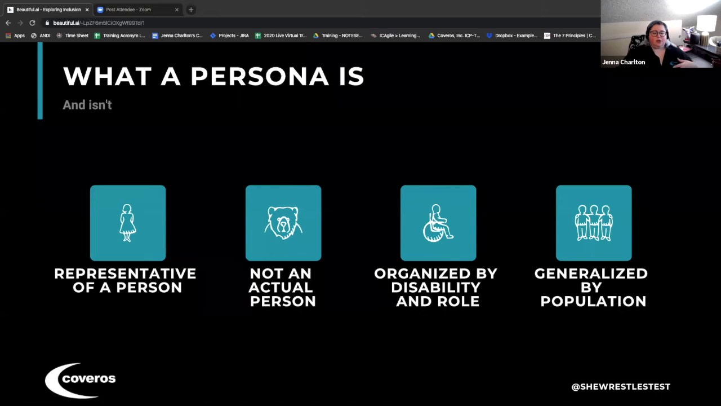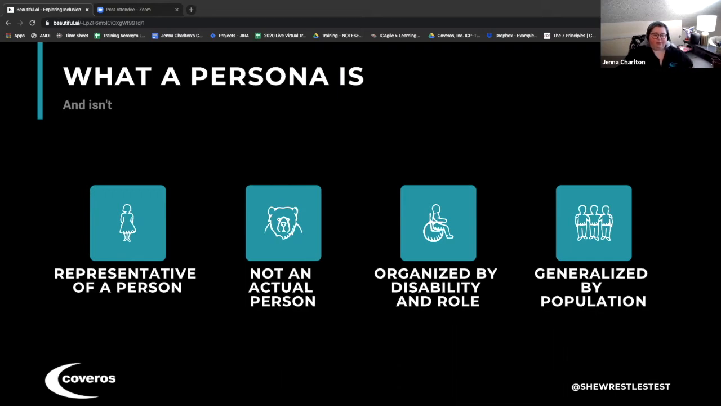So let's start with personas. Let's start with what a persona is and what a persona really isn't. So a persona is a representative of a person. It's Sally Salesperson. It's Eunice User. You know, we've given them kind of silly names in the testing world over the years, but it's representative of a person, but it's not an actual person.